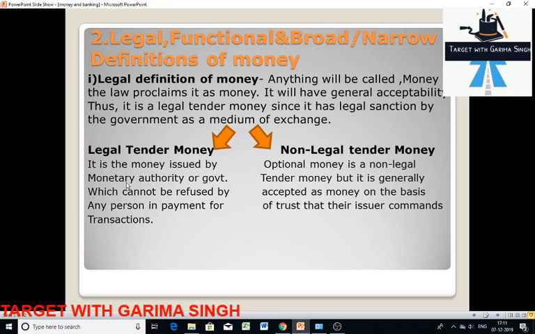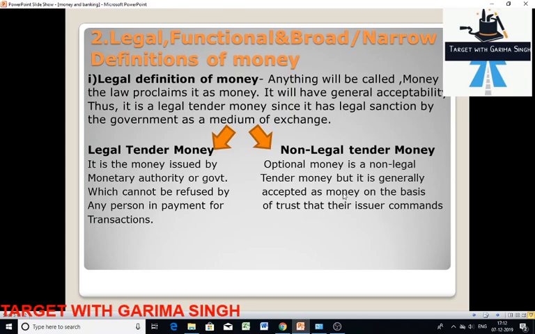It is the money issued by the monetary authority or government which cannot be refused by any person. It constitutes by law the sufficient discharge of debt. The government issues an order stating what is money and that becomes legal tender money. Everybody is bound to accept it in exchange for goods and services and in discharge of debt. None can refuse to accept it because non-acceptance is an offense. In India, currency and coins are legal tender money which cannot be refused in payment of a transaction.